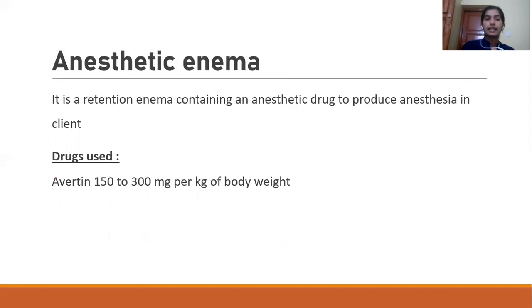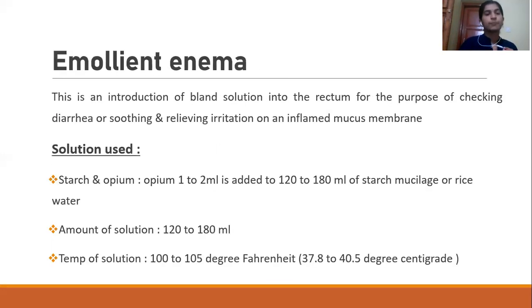Next is anesthetic enema. Last one, it is a retention enema containing an anesthetic drug to produce an effect like a sedative. So here anesthetic materials will be used, like avertin we can use as an anesthetic enema, and 150 to 300 mg per kg of body weight we can introduce the drug. So that is all about the anesthetic and sedative enema.